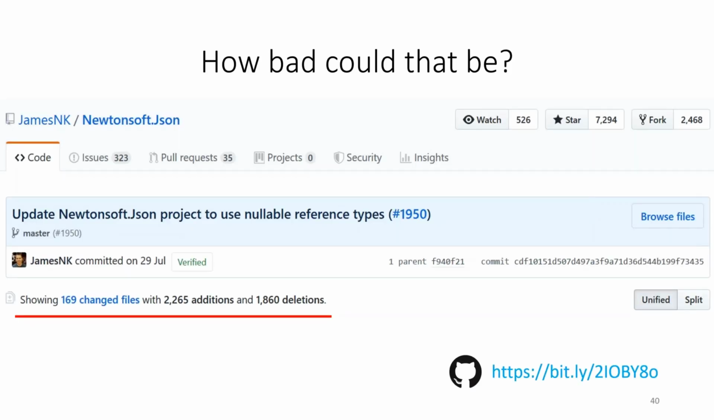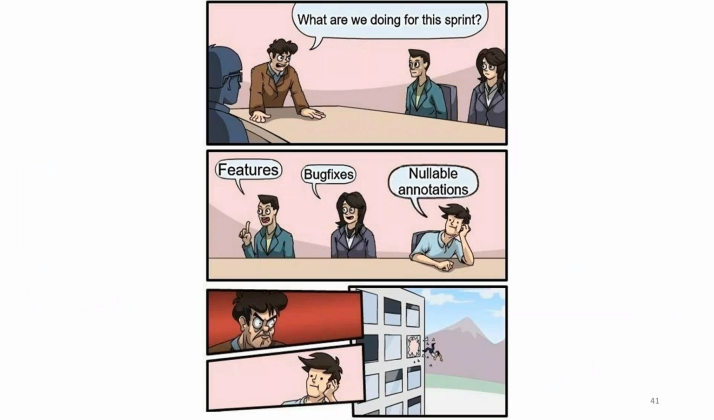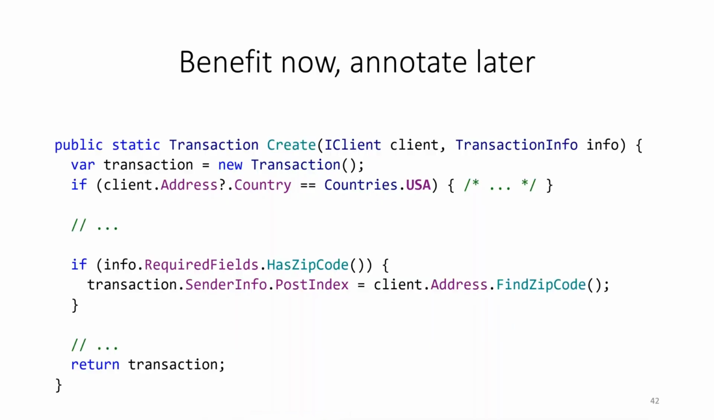For example, I found out that the Newtonsoft.Json library migrated to nullable reference types in a single commit that changed about 170 files and 4,000 lines, which is quite a lot for a project of this size maintained mainly by a single person. So unless you have nothing to do for the next release of your product, features, bug fixes, you'll probably not have time to annotate your full project. So for now, you can, for example, benefit now and annotate everything later to get some limited help with nullable references by enabling only warnings.